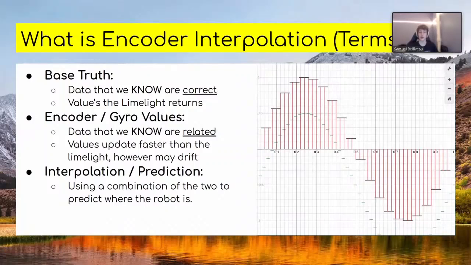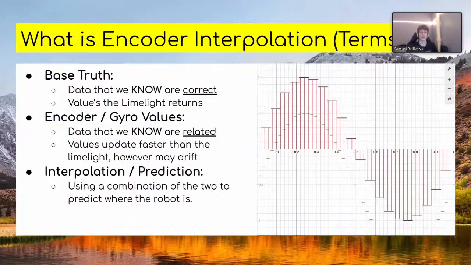They update really quickly, however, they may drift over time, and it's important to check in with the base truth to make sure that your encoders aren't drifting, or your gyroscope. And also interpolation, or prediction. Using a combination of both the base truth and the encoder values, we can get a roughly accurate prediction of where the robot is currently, and this vastly improves the effectiveness of the robot because this is going to not only give us extremely quickly updating values, but it's also going to give us accurate values.